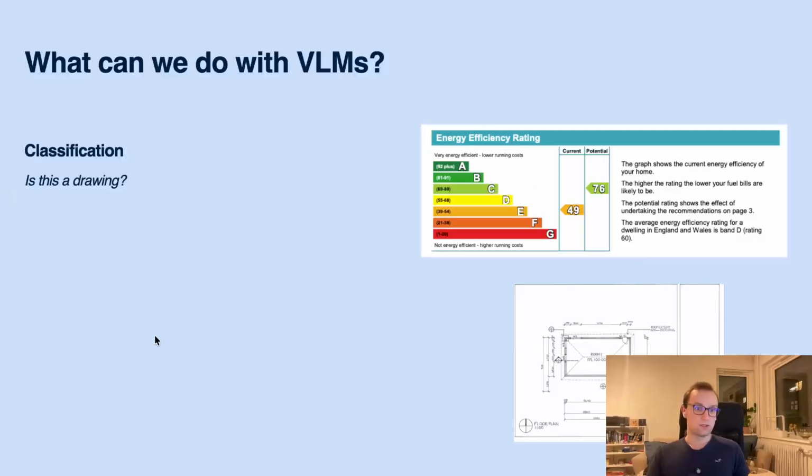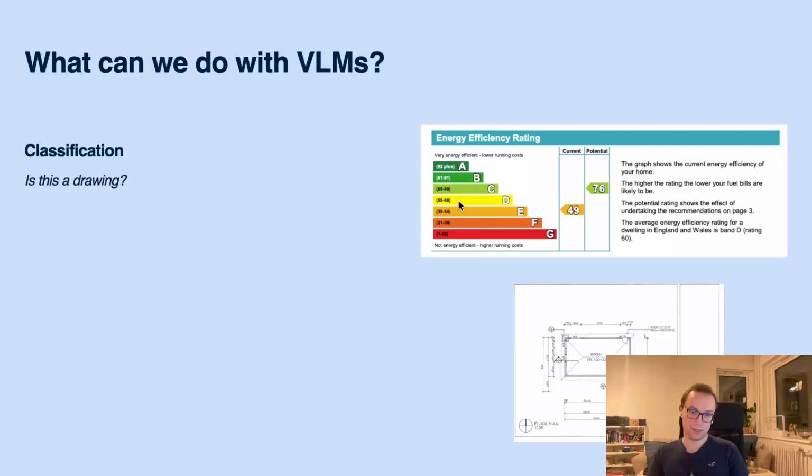So another use case that you can do with VLMs is classification. Is this a drawing? is a very typical classification task, where you simply input the document or the image of a document, and you ask the model, is this a drawing? Typically you ask it to reply with true or false. And this could, of course, be valuable for downstream tasks, such as filtering. Maybe you want to filter on drawings or not, and so on.